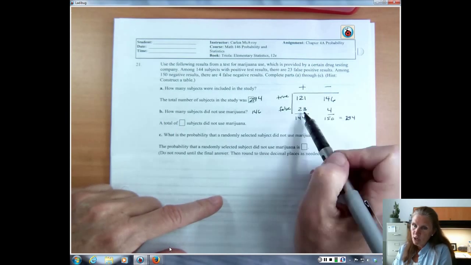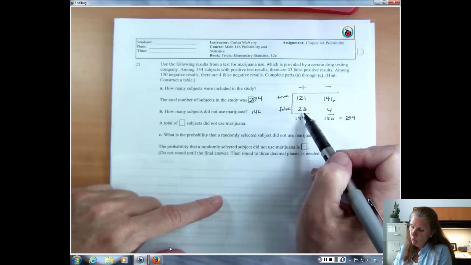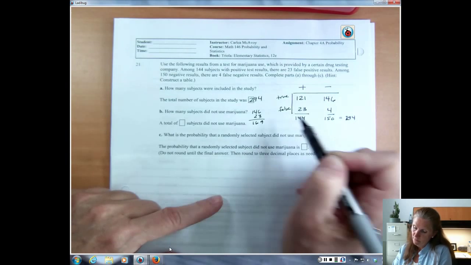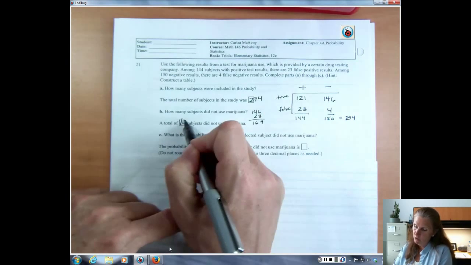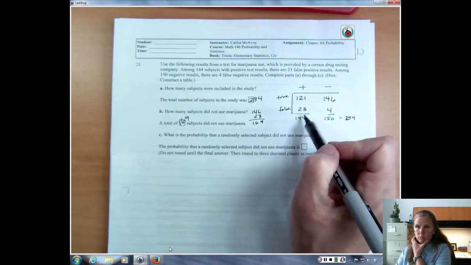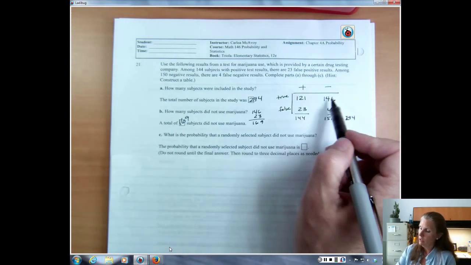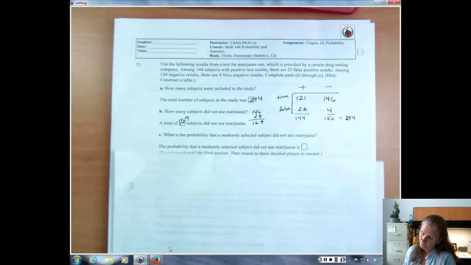And over here, there were 26 more people who were accused of it that really didn't. So the people who really didn't were 169 people that did not use marijuana. Those are the people that were falsely accused and the people that actually didn't. You know, that's where I get that 169.